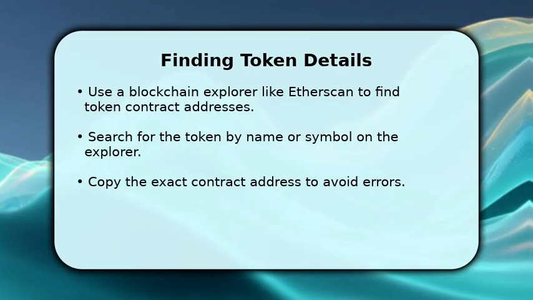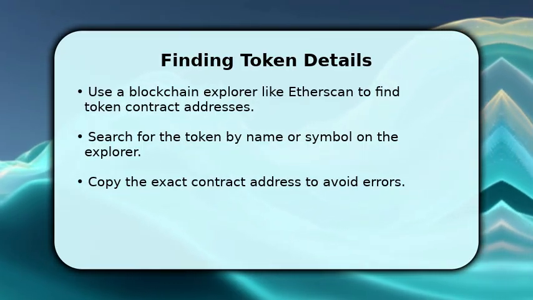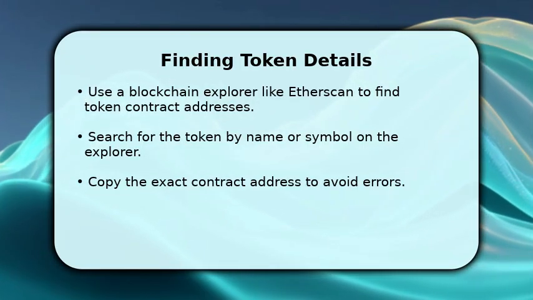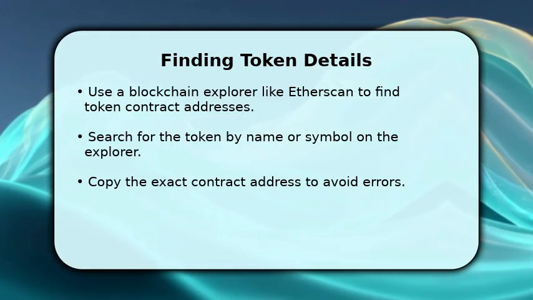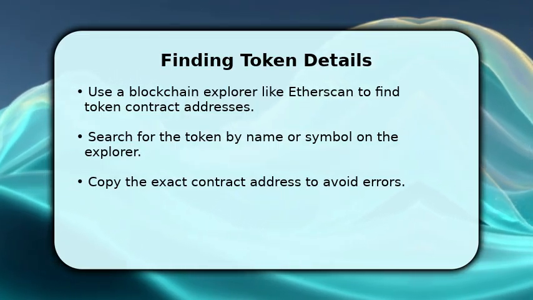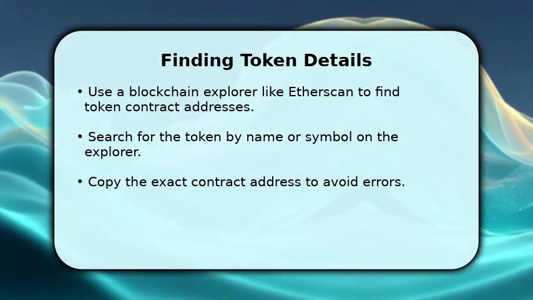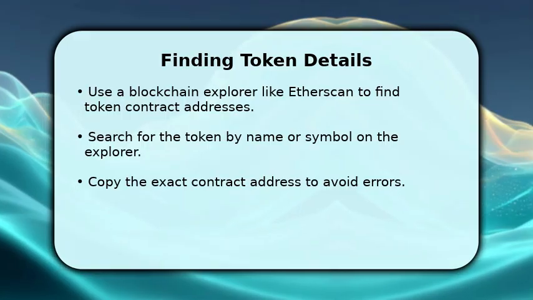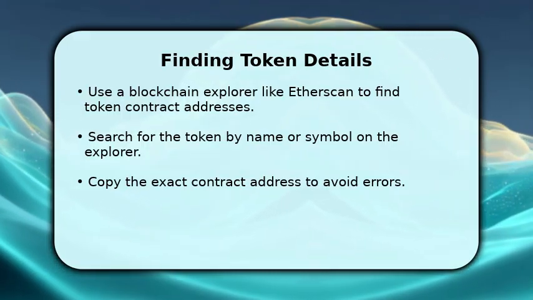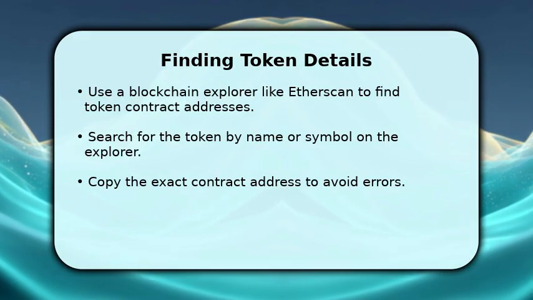The best place to find this is on a reliable blockchain explorer, such as Etherscan for Ethereum-based tokens. Simply search for the token by its name or symbol. Once you locate it, carefully copy the full contract address. Double-checking this address is crucial to ensure you're adding the correct asset to your wallet and avoiding potential issues.